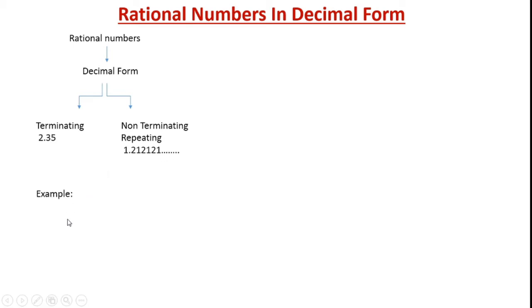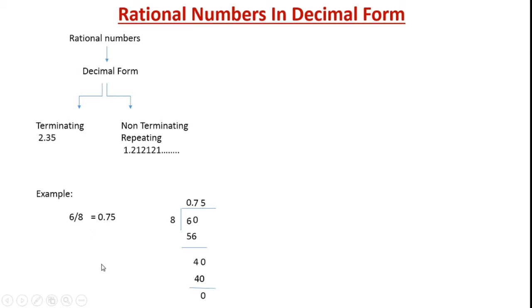Let us take one example, 6 by 8. How do we check whether 6 by 8 is terminating or non-terminating? We should find the decimal form. Then only we can say whether it is terminating or non-terminating. So we divide 6 by 8. In 6, how many 8s? 0. So we put the decimal point. Then 60. In 60, how many 8s? 7. 7 8s are 56. Then the remainder 4, and a 0. 5 8s are 40. Then the remainder 0. Now 6 by 8 equals 0.75. This stops here, so it is a terminating decimal.